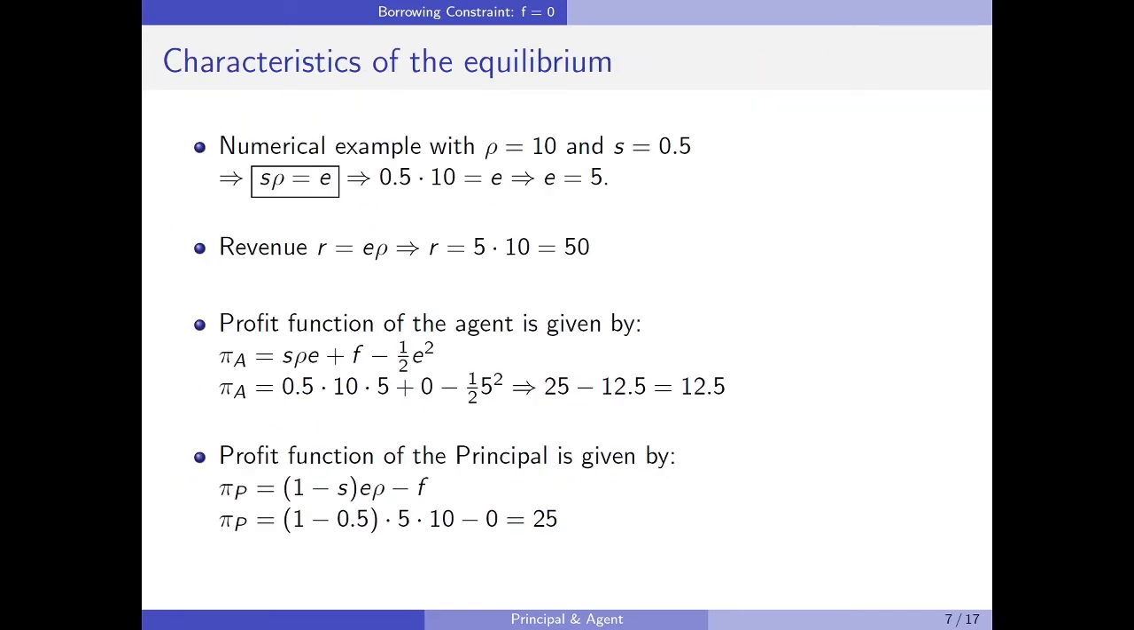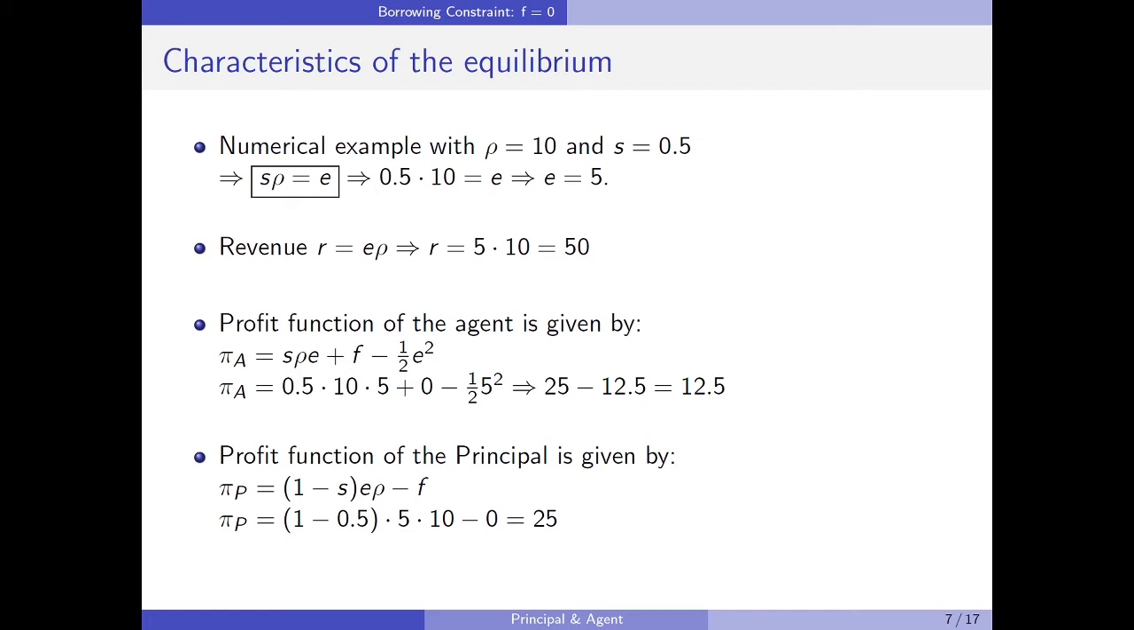To talk about the characteristics of the equilibrium, we can give some examples with numerical values. If we say that rho is equal to 10 and S is equal to 0.5, we see that the effort level, which is S times rho, becomes 5. This is the hours that the agent could actually work for the company. And the revenue, which is E times rho, can be found by multiplying the 5 with 10, which in the end is 50.